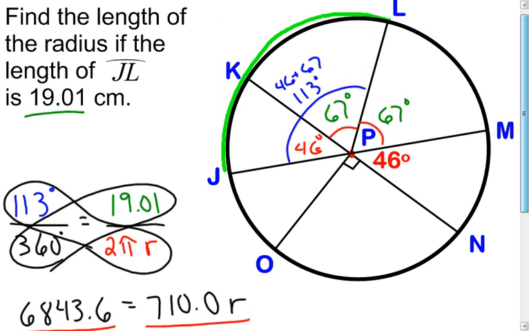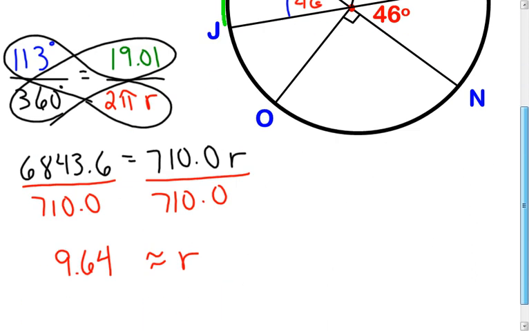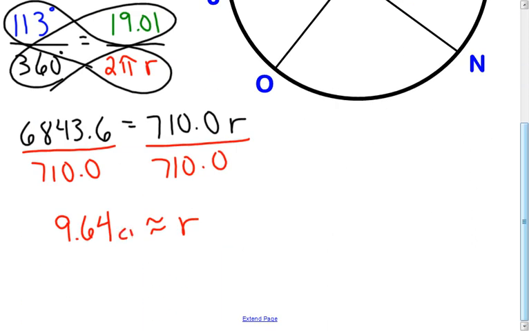So I'm going to come back up here. Notice it was talking in terms of centimeters. So then the radius is also going to be in terms of centimeters. And that's going to conclude the lesson portion on arcs and angles, or angles and arcs, inside and on circles.